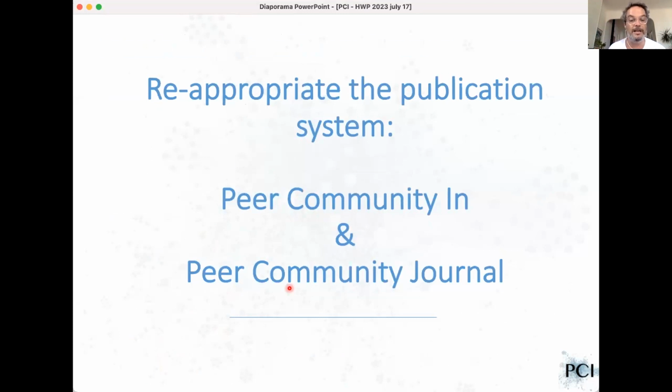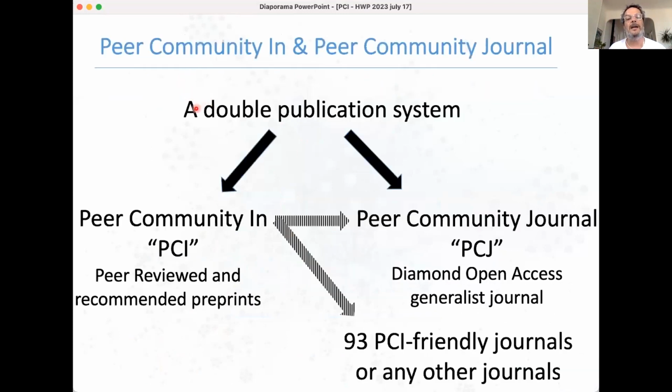So I'm going to explain how it works. It is a kind of double publication system. Here on the left, you have the Peer Community In, which is a service that peer reviews and publicly recommends preprints. And once a preprint has been peer reviewed and recommended by a PCI, then it can be published, for instance, in the Peer Community Journal on the right here, or it can be submitted to the many PCI-friendly journals or to any other journals that accept the submission of preprints. So it's a double publication system with peer review on one side and publication on the other side.